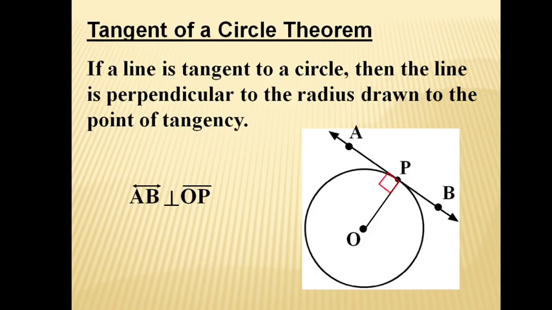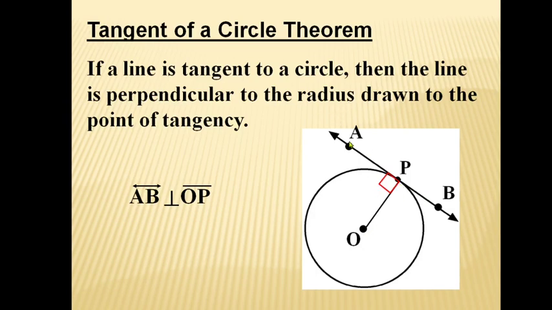According to this theorem, this angle OPA, the angle mentioned in red color, should be 90 degrees, because this theorem says if a line is tangent to a circle, then it is perpendicular to the radius. In our case, AB is a line segment which is tangent because it touches the circle at only one point, that is P. According to this theorem, this tangent should be perpendicular to the radius.